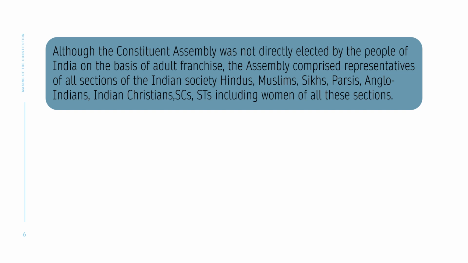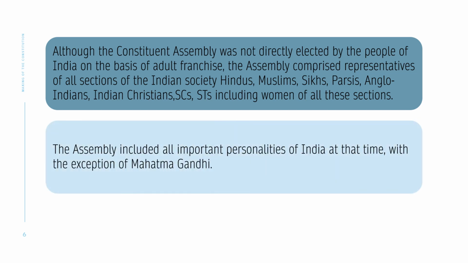The assembly comprised the representatives of all the sections of Indian society, that is Hindu, Muslim, Sikhs, Parsis, Anglo-Indian, Indian Christian, SC, ST, including women of all these sections. The assembly included all important personalities of India at that time, with the exception of Mahatma Gandhi.